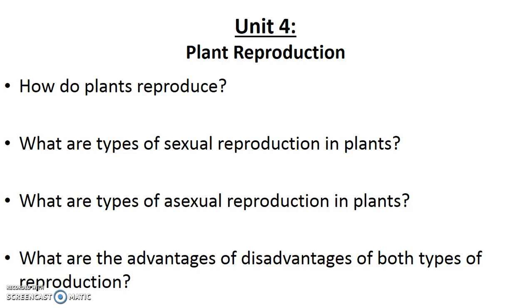And that's what I'm going to try to do during this unit. We're going to start off really basic today. We're just going to talk about how plants reproduce. And then we're going to talk about types of sexual reproduction in plants versus asexual reproduction in plants. And then we're going to talk about the advantages and disadvantages of each type of reproduction. Why plants would want to reproduce sexually, or why some plants would rather reproduce asexually.